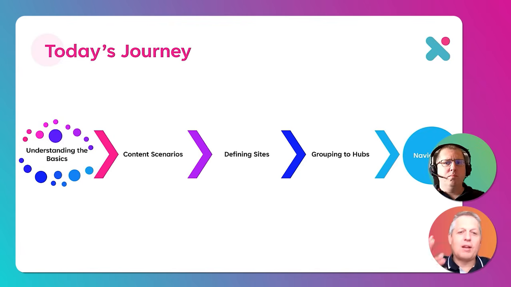Given those two and bringing those together, we then start thinking about, well, how do I define sites which support those scenarios? And then with sites, we'll start looking to how do we group those into hubs and what are the logical ways of doing that? And now we've got our hubs and our sites, we need to think about how we navigate around those. So we're going to talk about some best practices and principles about how to set up navigation correctly.